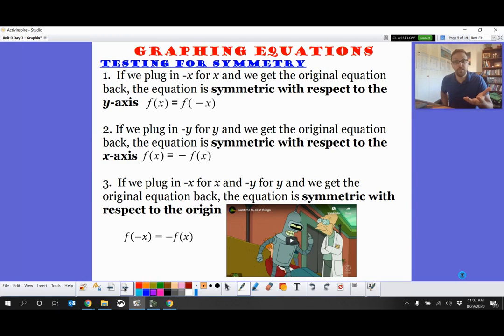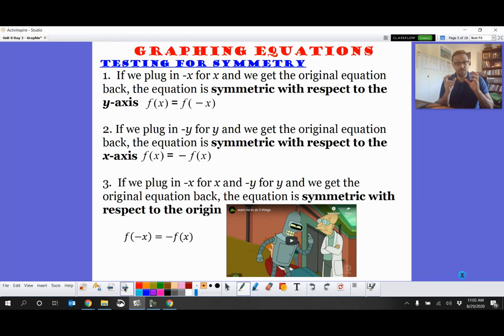The other thing that we're going to talk about is testing for symmetry. So there's different ways you can test for symmetry. For the y-axis, if you want to find out that algebraically, other than looking at the graph, you plug in -x, so you do f of -x, and if that spits out the same function, it's symmetric to the y-axis. If you want to check if it's symmetric to the x-axis, you slap a negative in front of your whole function and see if nothing changes.